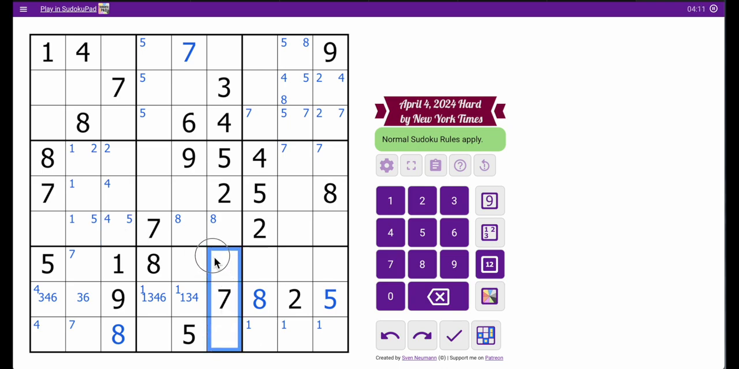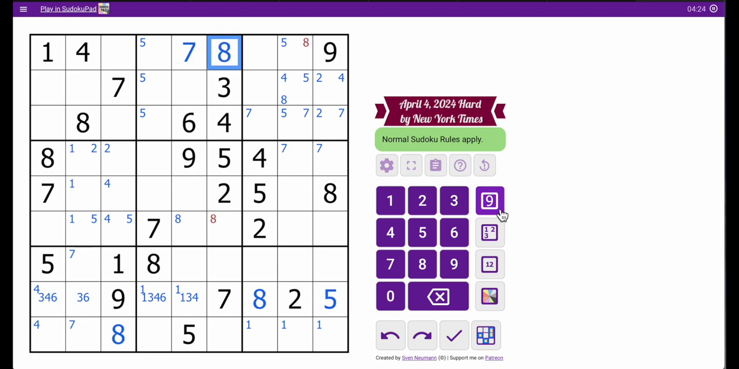Column 6 is my next target of interest, I think. 2, 3, 4, 5, 7. So I need 1, 6, 8, 9 to fill out the column. This one sees 1 and 9 by row and 6 by box. That one is a hidden single 8. Therefore, that one's not 8, this is.